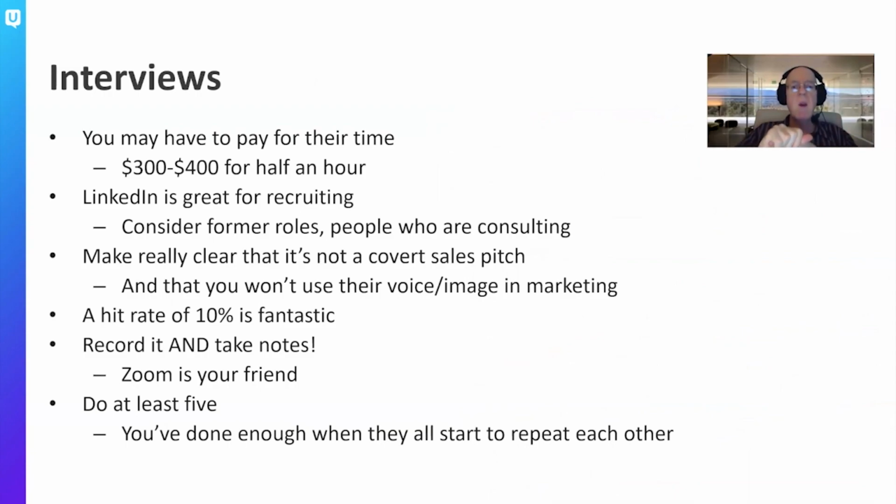Number one, you may well have to pay for people's time, especially if you're asking business decision makers like a CMO or a VP of product or something like that. Even to get half an hour of their time, you usually will have to offer them between $300 and maybe even $500. LinkedIn is great for recruiting these people because you can look at their backgrounds and their job titles. It's really good sometimes to look for people who've just left a role and who are either doing a search or maybe they're consulting now because they have more time available to talk to you.